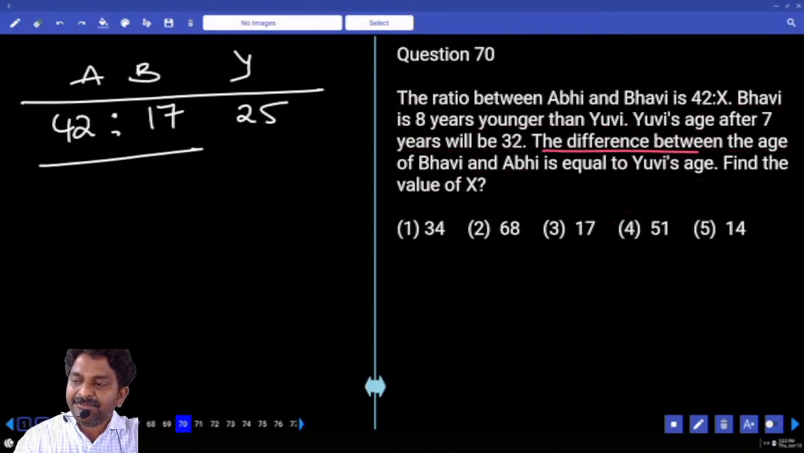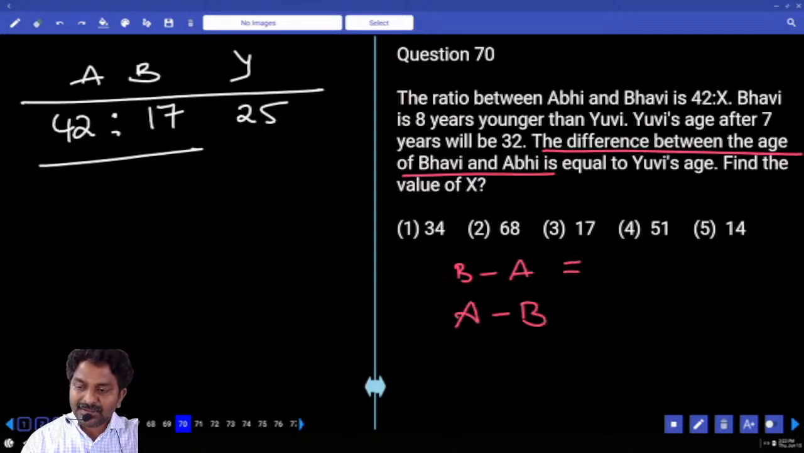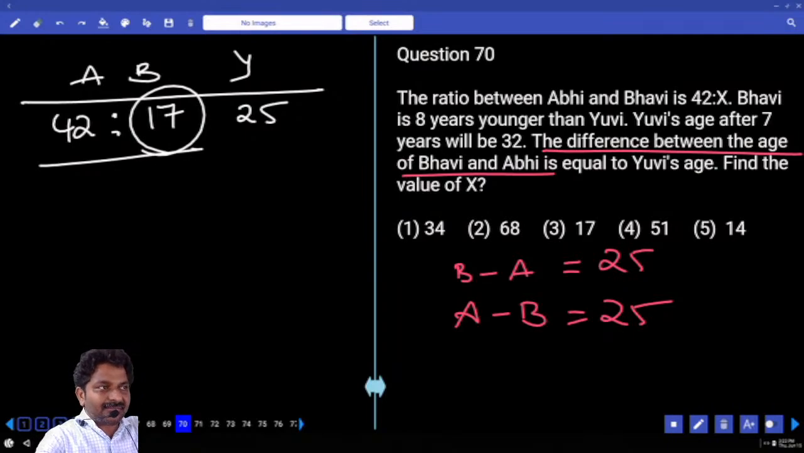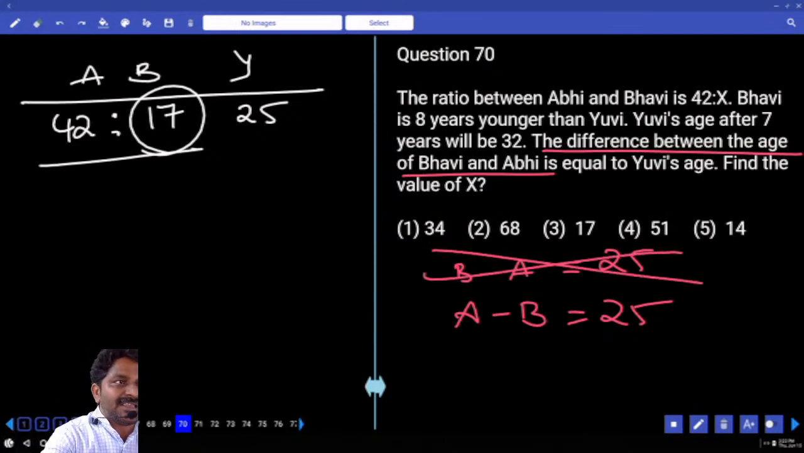See, when they say the difference between the ages of Abhi and Bhavi, it can be B minus A or A minus B. That's what they said, right? So you have to verify 2 possibilities. To the number 17 you can add 25, but from 17 you cannot subtract 25. So it cannot be the case where B minus A is equal to 25. It has to be A minus B is equal to 25 only. Yes?